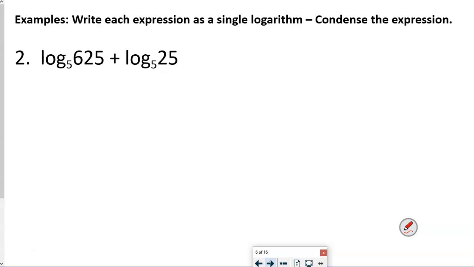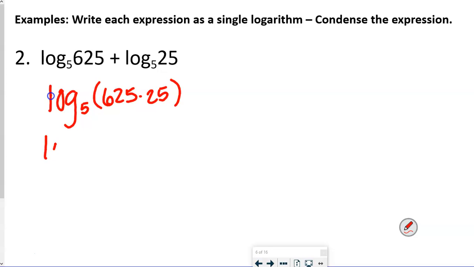So here again, we've got log base 5 of 625 plus log base 5 of 25. Here again, we've got the same base twice, log base 5. So we're going to do 625 times 25. So this is going to be log base 5 of 15,625.